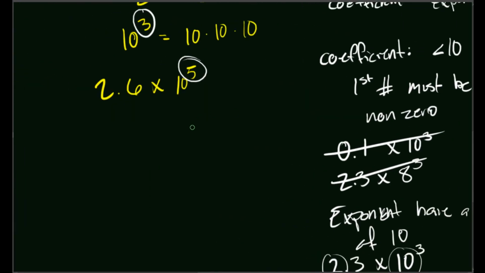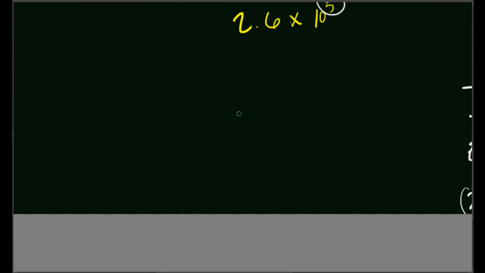Alright? So for example, 2.9 times 10 to the fifth. Is that exponential notation? Yes. It's also scientific notation. It's exponential notation because we have that exponent. Scientific notation because we have the exponent, base of 10, and the decimal point is in between the first and second number, and the first number is not a 0.